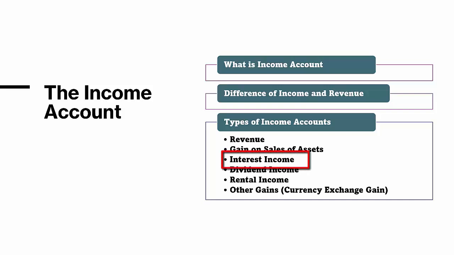2. Interest income. When a business earns interest from investments, such as money held in savings accounts or from lending money to others, this is recorded as interest income. This income is separate from core business revenue. 3. Dividend income. If a business owns shares in other companies and earns dividends, it records this as dividend income. For example, if a retail business owns stock in another company and receives a dividend, this income isn't revenue because it's not related to the main business of selling products.